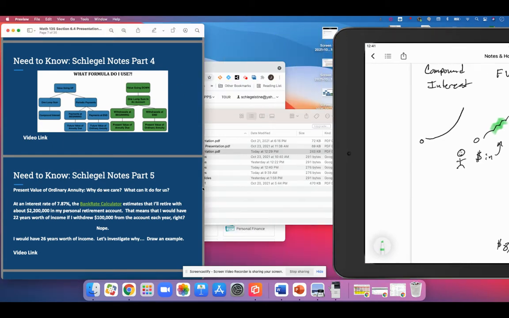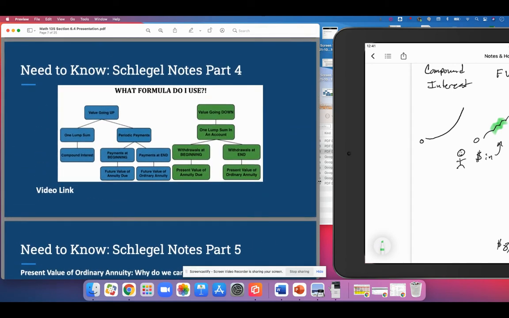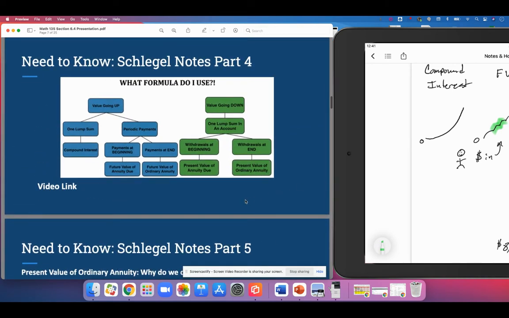is a flow chart to help you decide which formula to use given a certain situation. And so if the value of something is going up, we need to decide, is it a one lump sum thing or is it periodic payments? If it's one lump sum, it's going to grow by compound interest. If it's periodic payments and the value is going up, it's going to be the future value of an annuity.